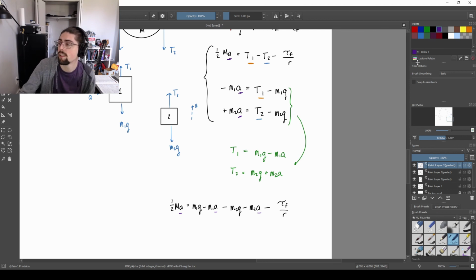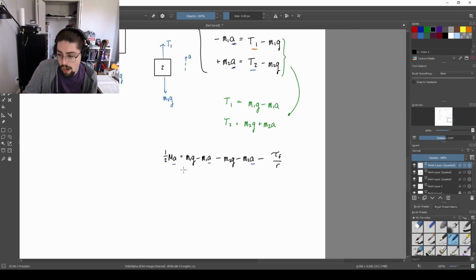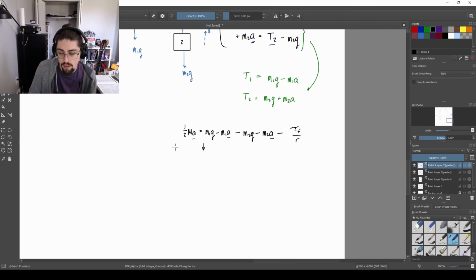We're here. We have done it. We're at the end of the problem, or just about. The worst of it is over, though. Let's move the A's to the other side. That ends up with something else like this: 1/2 capital M plus M1 plus M2, all of that stuff had an A in it, is equal to what's left on the other side.